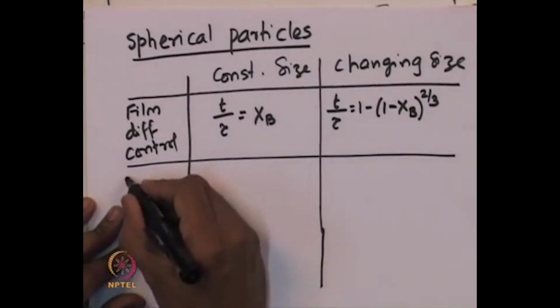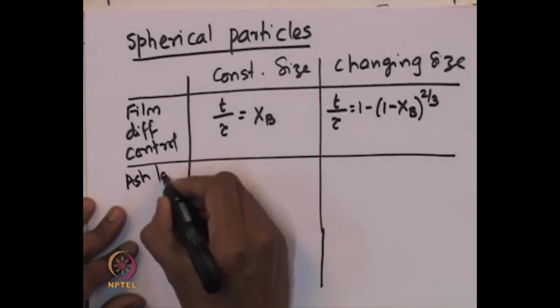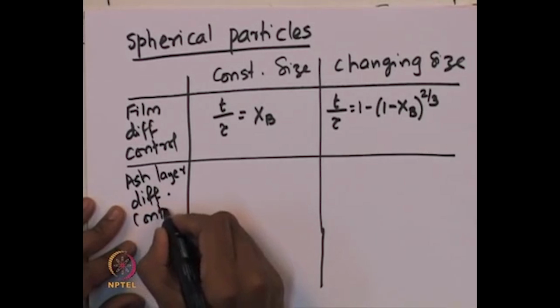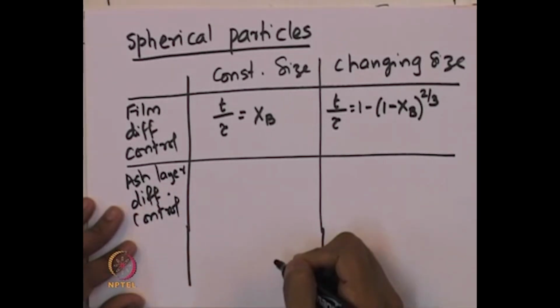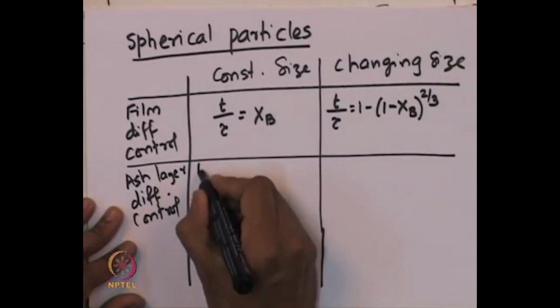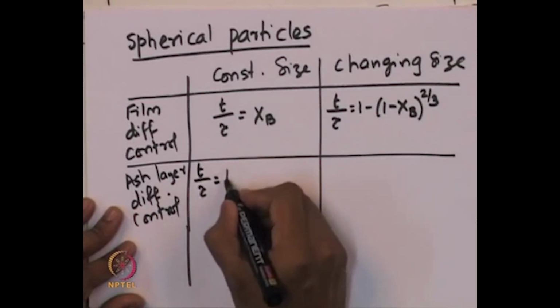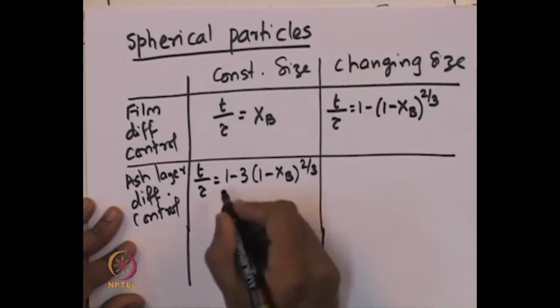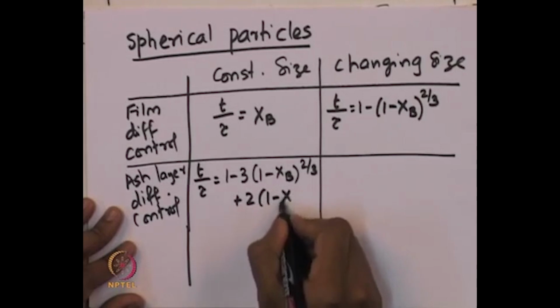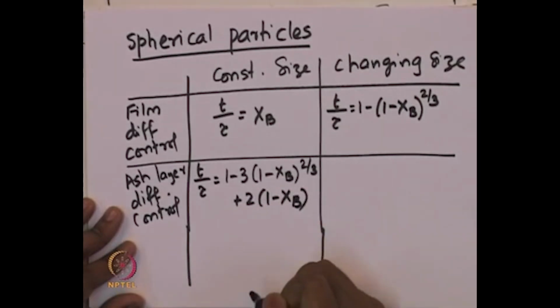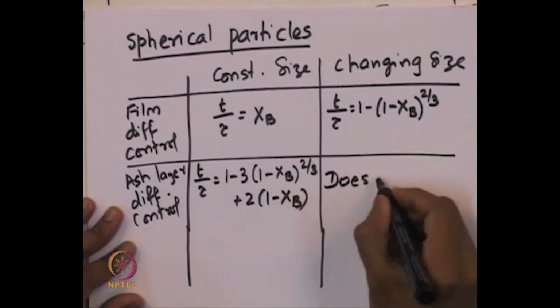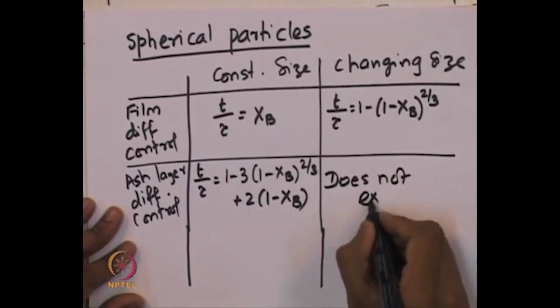Now, the next possibility is ash layer diffusion control. So, if ash layer diffusion is actually controlling the overall conversion, in that case t by tau is given by 1 minus 3 into 1 minus xb to the power of 2 by 3 plus 2 into 1 minus xb. So, that is the expression for t by tau, and of course, in changing size the ash layer does not exist, and therefore, it does not offer any resistance to the overall conversion.